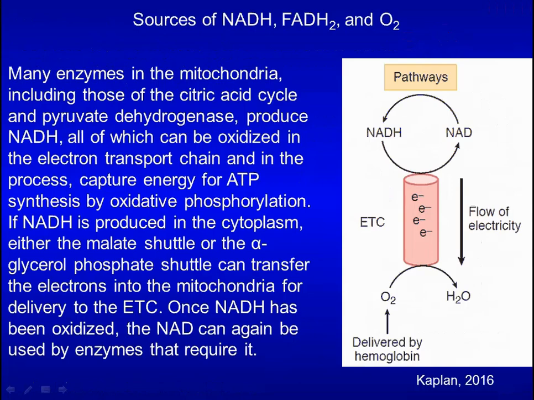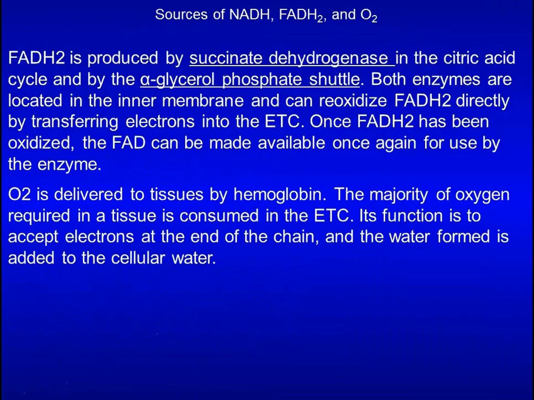NADH is derived from metabolic pathways such as glycolysis, TCA cycle, and beta oxidation. FADH2 is produced by succinate dehydrogenase and by the alpha-glycerol phosphate shuttle. Oxygen is delivered to tissues by hemoglobin.